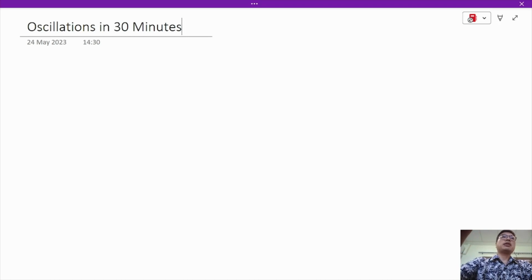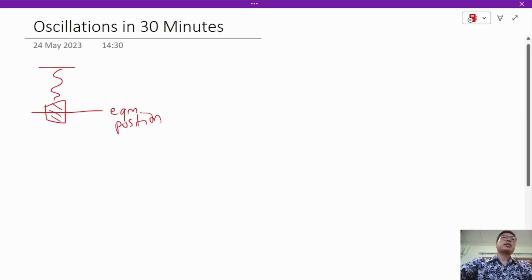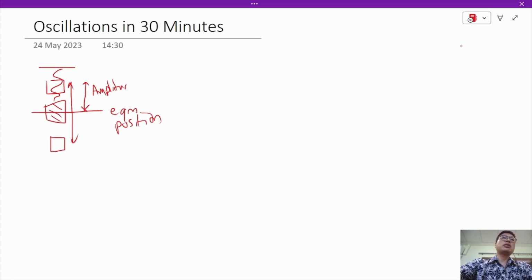Now, let's start with a very basic oscillation. Over here is a spring and a mass. This spring is attached to a mass. The center point of this oscillation is called the equilibrium position, which is where the mass will remain if you just stay still. The mass goes all the way up to here and all the way down to here. This maximum distance is called the amplitude, and it is given a value x0.